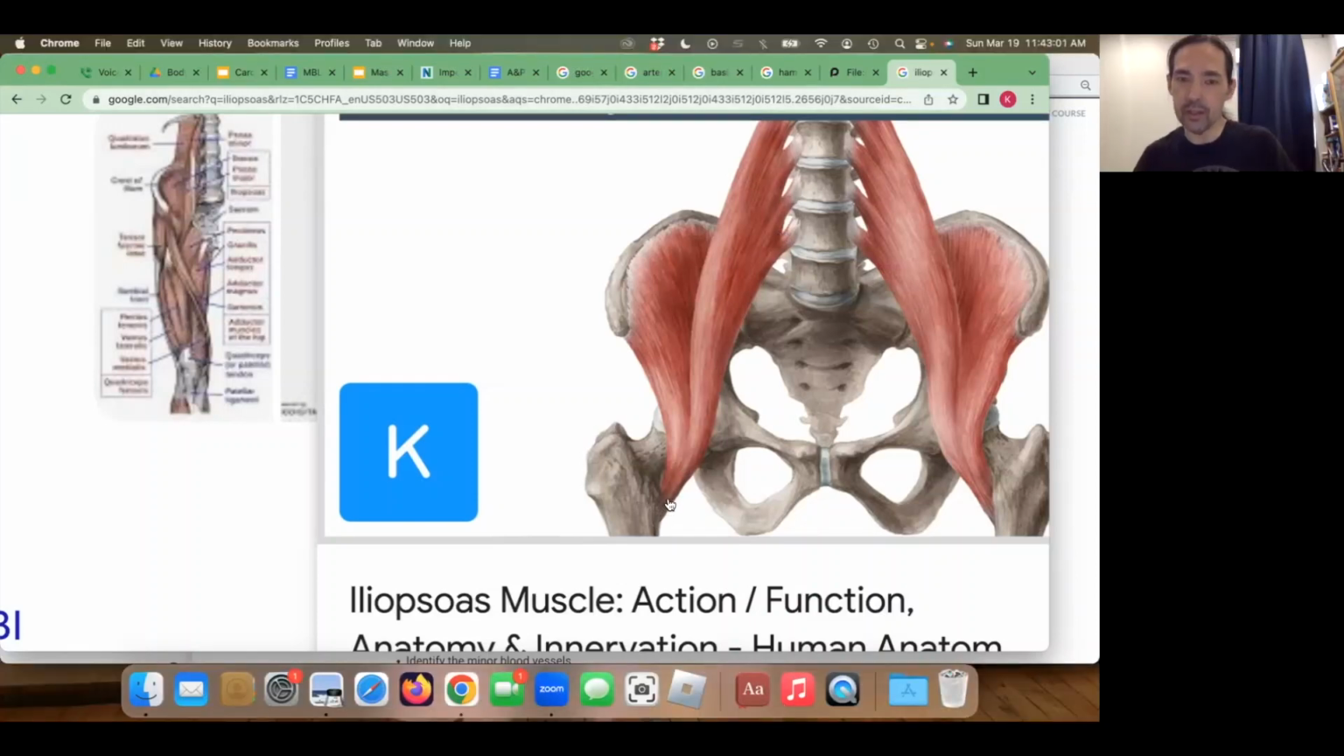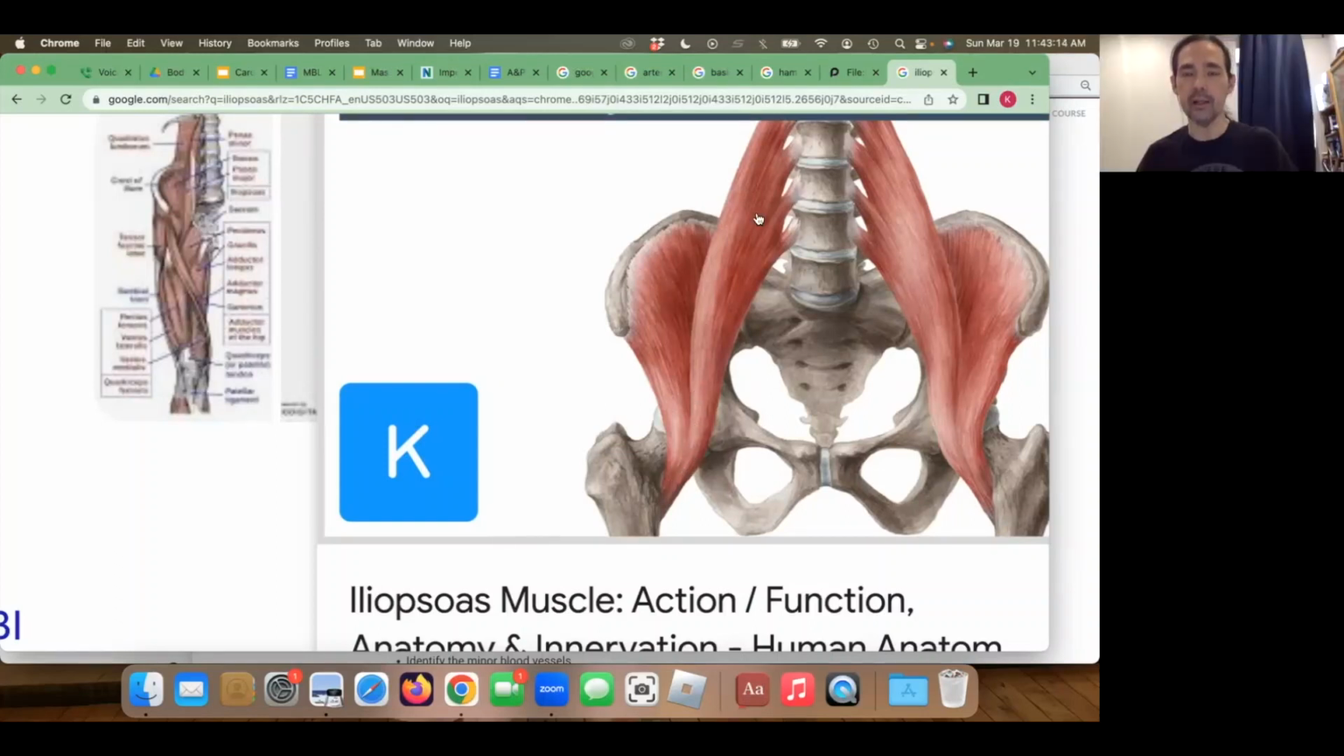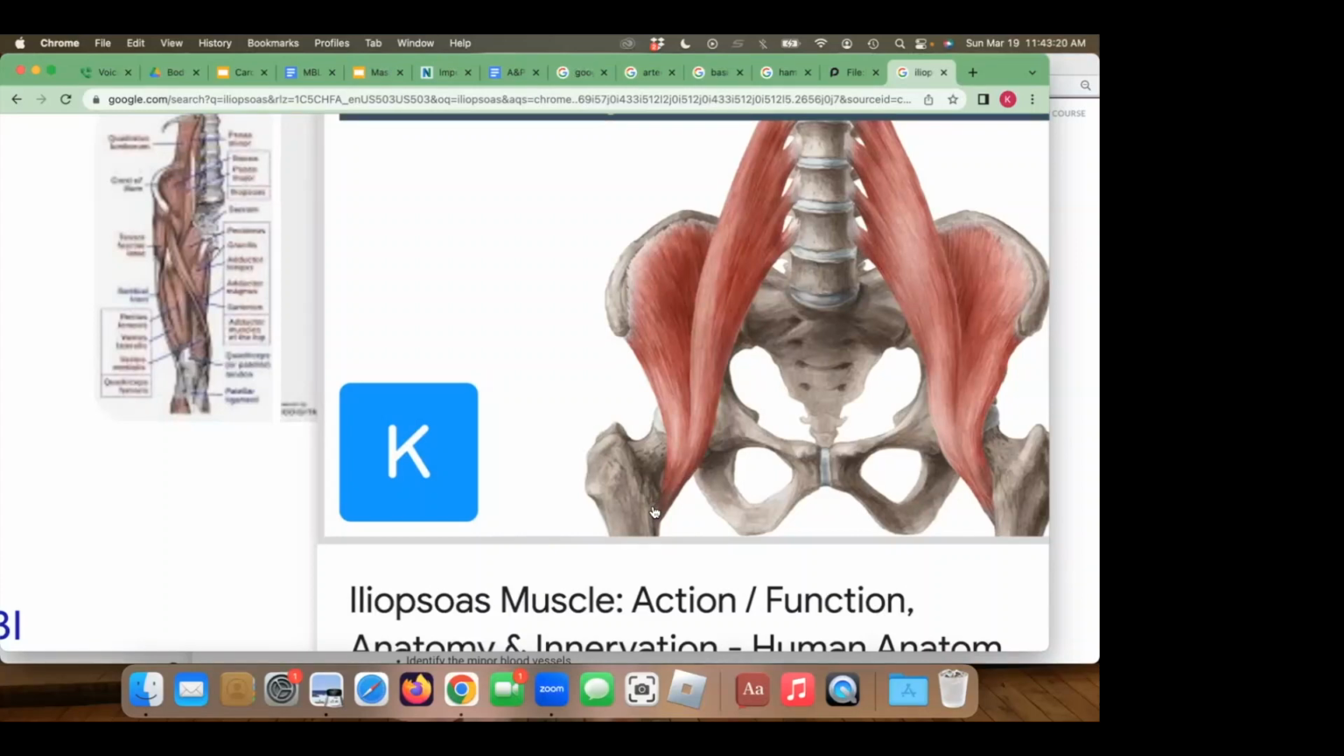Notice it's a little bit on the inside of the femur. If a muscle is on the inside of the bone, which way is it going to rotate the bone? Internally or externally? Internally. Let's do that again. If a muscle's on the inside of the bone, which way is it going to rotate the bone? Inside or outside? Inside.